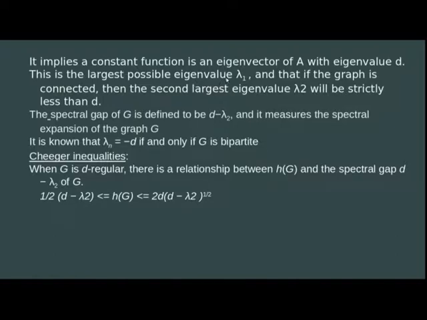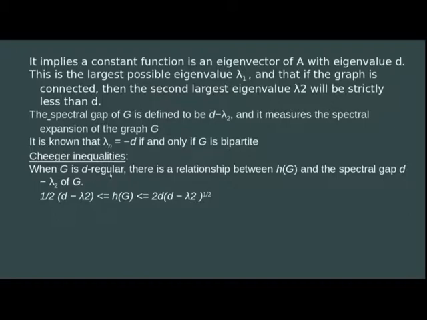eigenvalue lambda 1, and if the graph is strictly connected, then the second largest value lambda 2 will be strictly less than d. The difference between d and lambda 2 is called the spectral gap of G, and it measures the spectral expansion of graph G. Now we'll look into Cheeger inequalities.